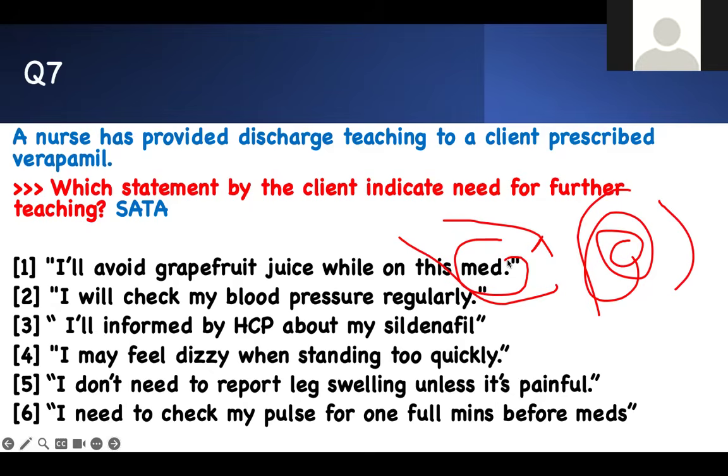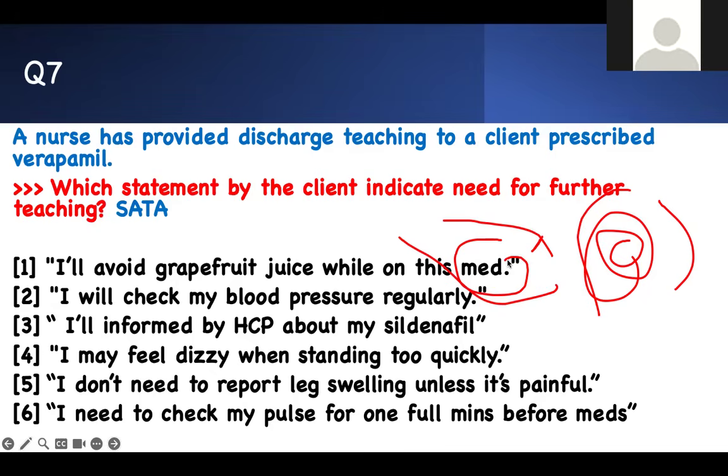What do you think? What are your answers? Put it down and let me know. Number 7, what do you think? Calcium channel blockers? What should you do? I will avoid grapefruit juice while on this medication. That's absolute. There's no need for the teaching.